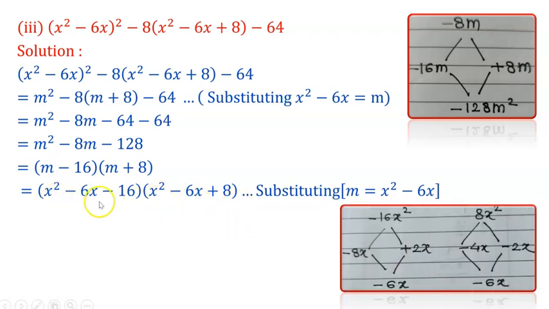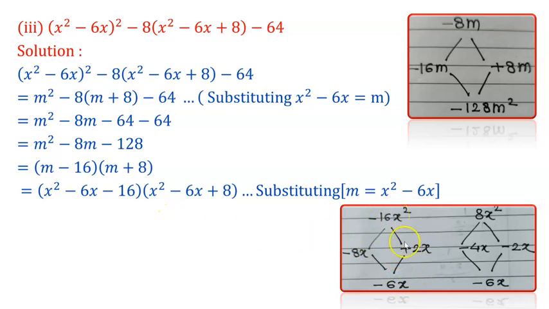Again, can we factorize this? Yes. In the first bracket, the product of the first term and the last term is minus 16x square. Middle term is minus 6x. Now again, find the two numbers such that whose sum is minus 6x and product is minus 16x square. Therefore, the two numbers are minus 8x and plus 2x, whose sum is minus 6x and product is minus 16x square.